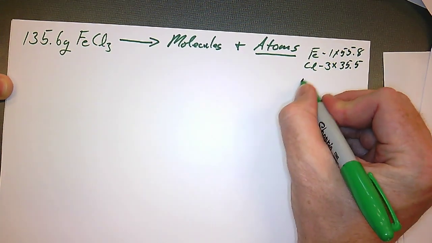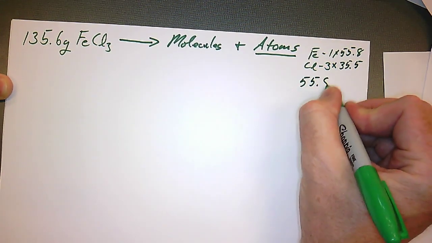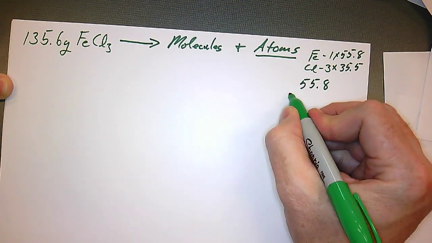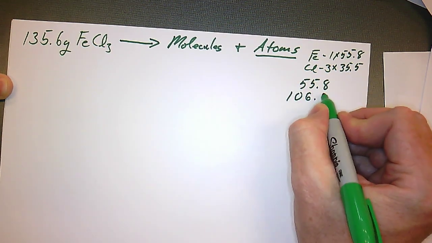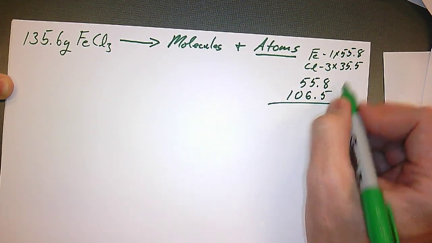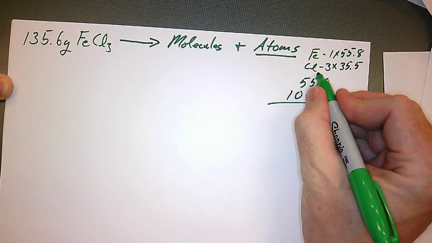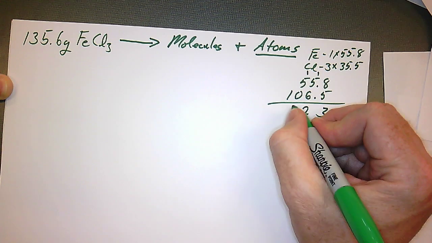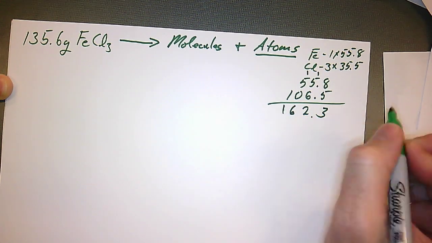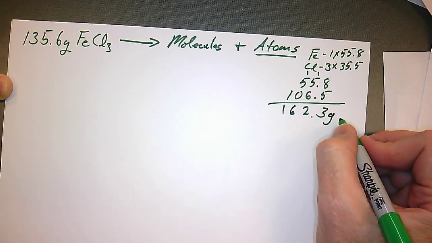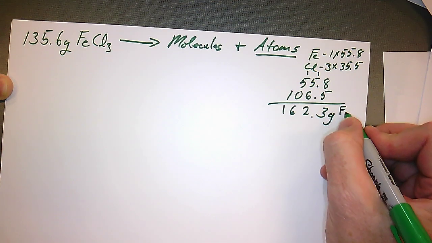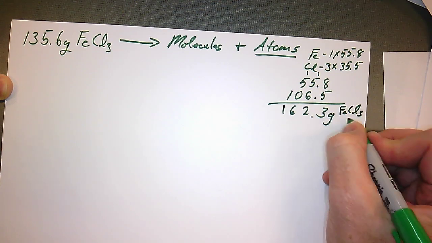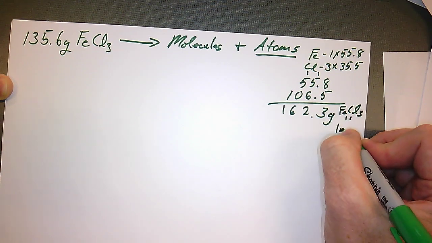1 times 55.8 is just going to be 55.8. 3 times 35.5 is going to be 106.5. All right? We're going to add it together. We get a 3, carry the 1, get 11, 12, carry the 1, get a 6, and put our decimal point back. So 162.3 grams FeCl3 equals 1 mole.